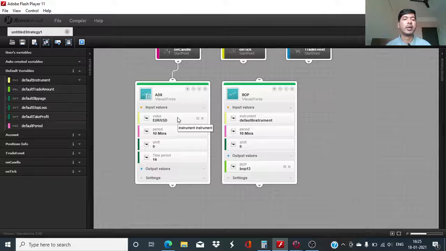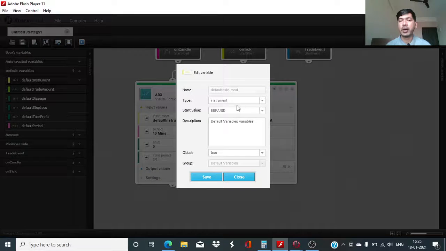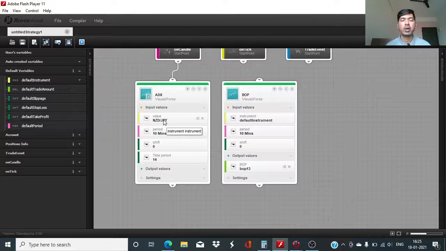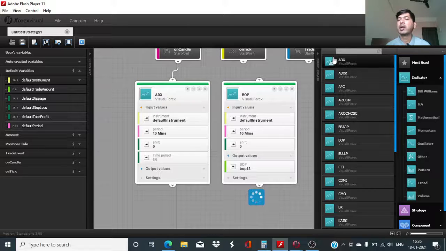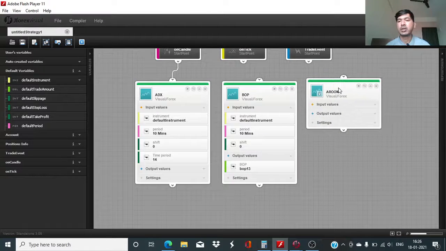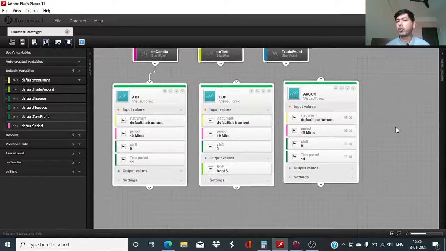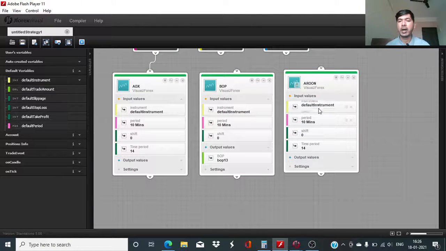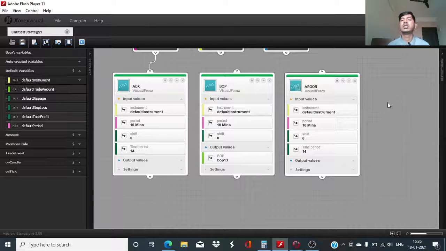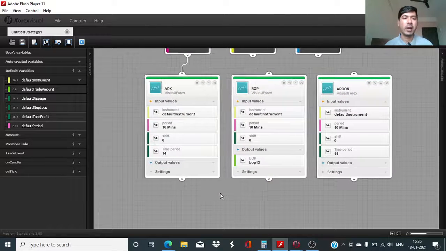Suppose if we change the default value for instrument, instead of Euro USD, if we change the instrument to any other pair and save it, now the default instrument is NZD JPY and it will be there in all other indicators or components which we use. Now another indicator I have taken anew, and here also the default instrument has now been changed to NZD JPY. Similar thing you can observe about the period.